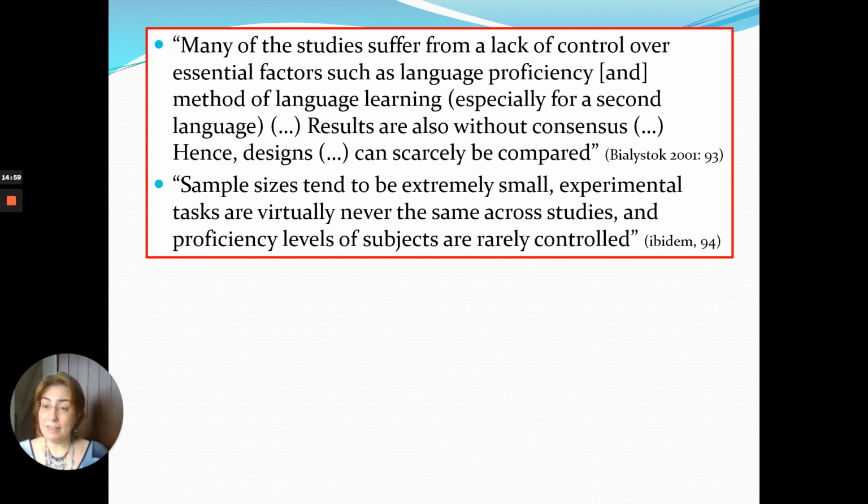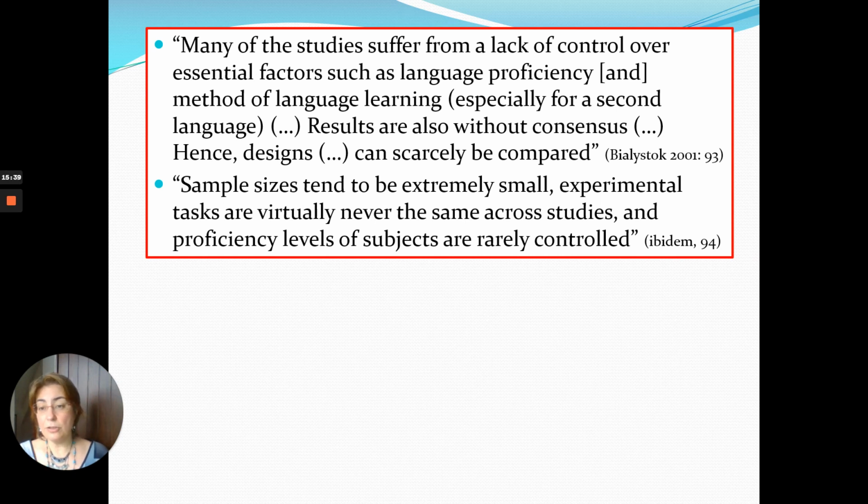On top of it, experimental tasks between studies are virtually never the same. Of course, if you have different experimental tasks, because each team of researchers comes up with a better test than the previous one or the next one, then it's difficult to put all those studies together and start learning something conclusive about neuroimaging and the representation of language in the brain, and especially of multilingualism, of the second language acquisition category.